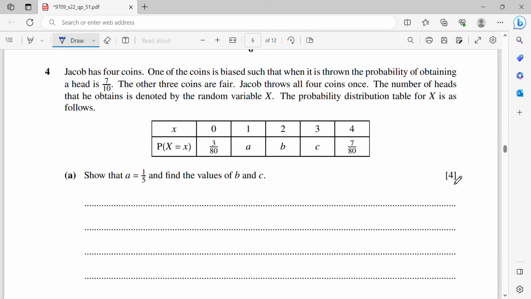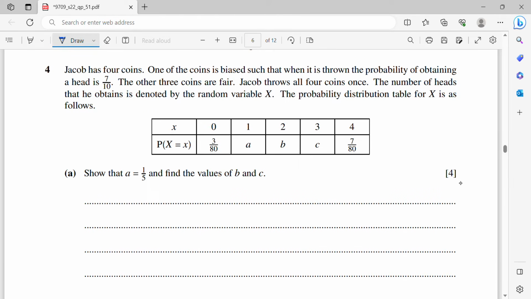Now let's move on to question 4. Jacob has 4 coins. One of the coins is biased, such that when it is thrown, the probability of obtaining a head is 7/10.